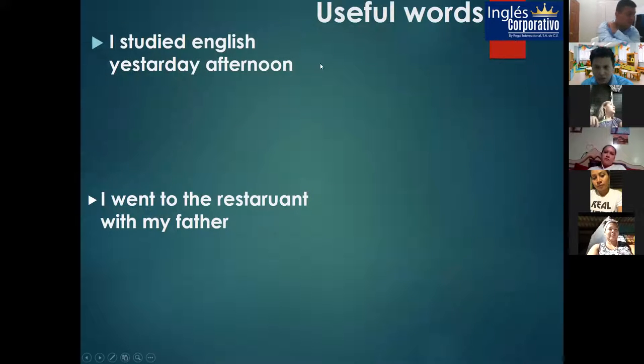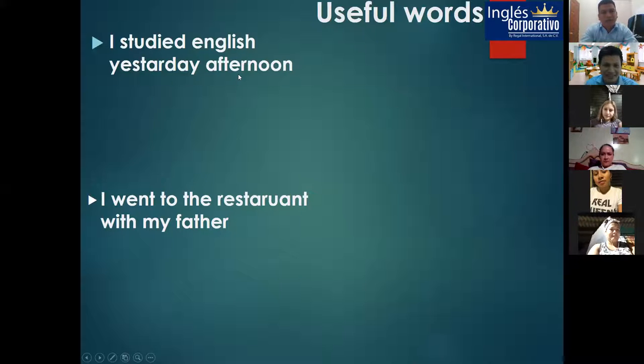Okay, we're going to start with useful words. Okay, let's see this. Somebody who helped me to read this one. I studied English. I studied English. Continue, my friend. Yesterday afternoon. Yeah, very good. Is this a present or past sentence? Past. Because we have ED. Thank you. Very good.